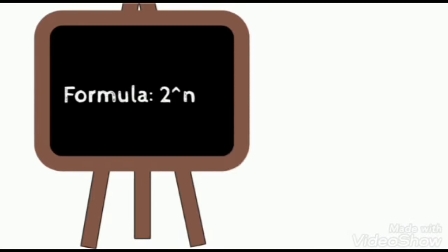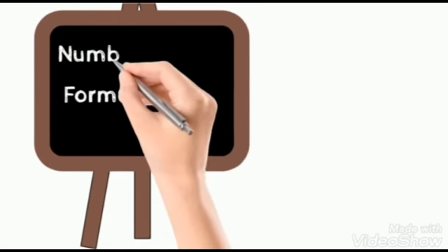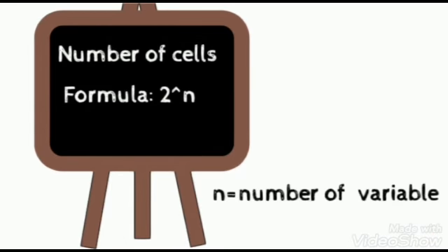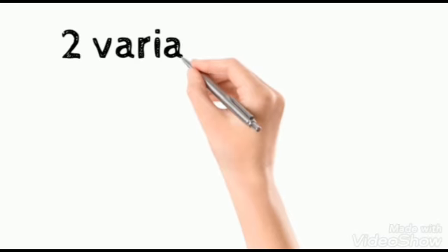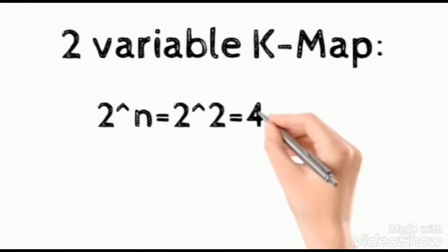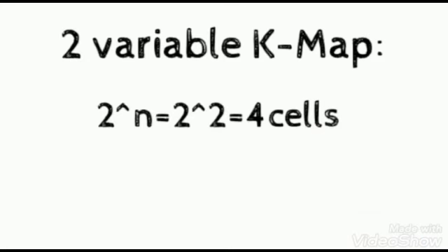Then coming to the concept of n number of variables K-map, the formula for the number of cells in a K-map is represented by 2 power n, where n equals the number of variables. For a 2 variable K-map, where n equals 2, therefore 2 power 2 equals 4 cells.